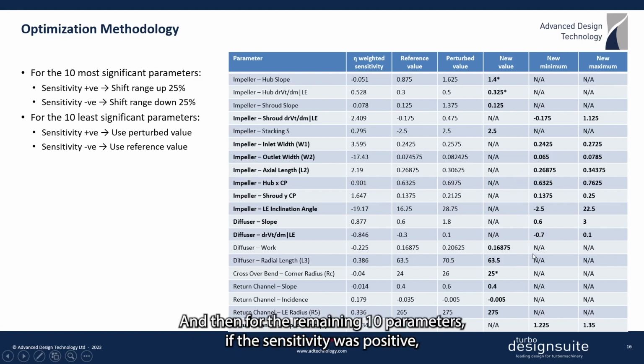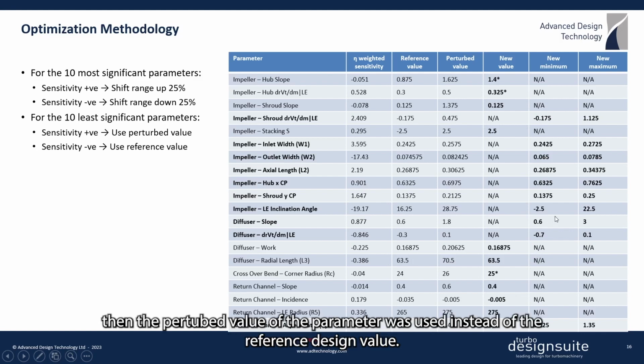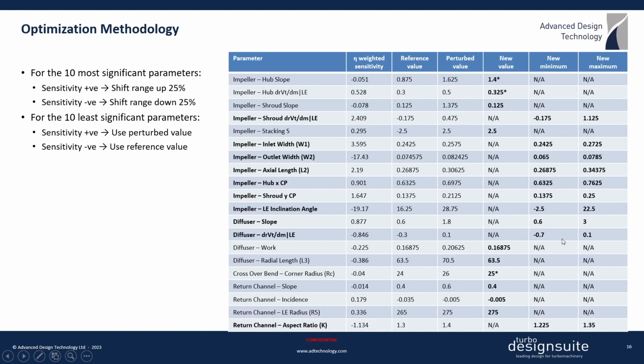And then for the remaining 10 parameters, if the sensitivity was positive, then the perturbed value of the parameter was used instead of the reference design value. And then this table shows you the new ranges and values of all the design parameters that were selected for the optimization.